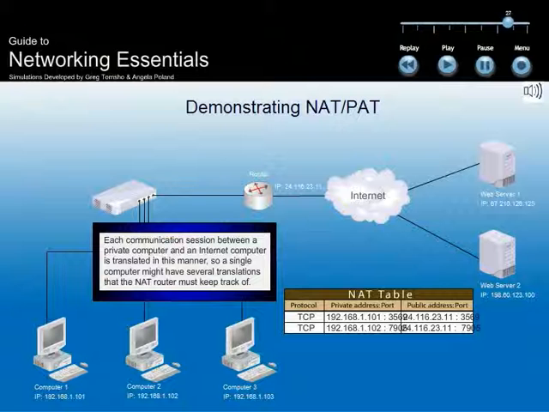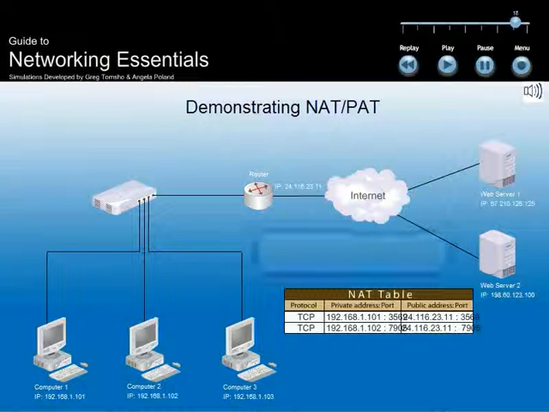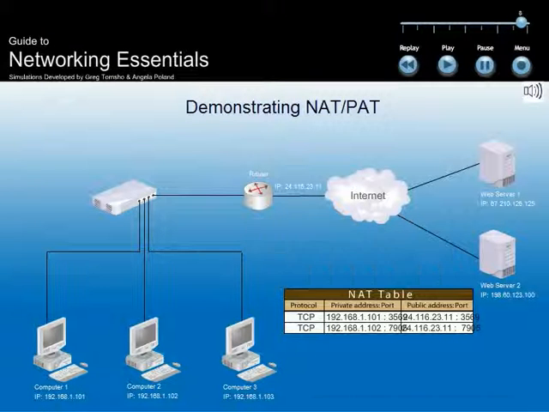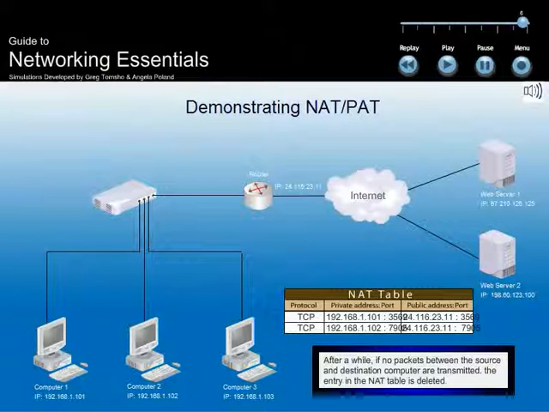Each communication session between a private computer and an Internet computer is translated in this manner. So a single computer might have several translations that the NAT router must keep track of. For example, each web browser window or tab requires a different port number and therefore has a unique translation assigned to it. After a while, if no packets between the source and destination computer are transmitted, the entry in the NAT table is deleted.